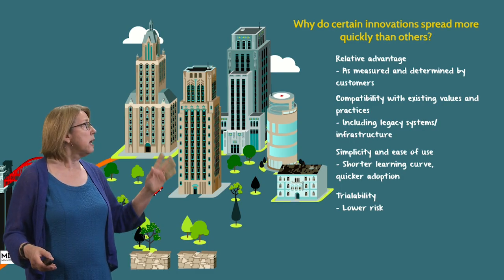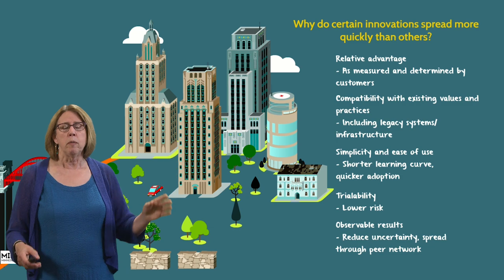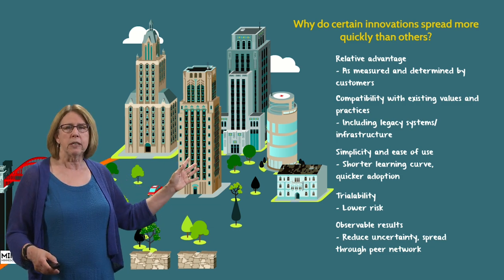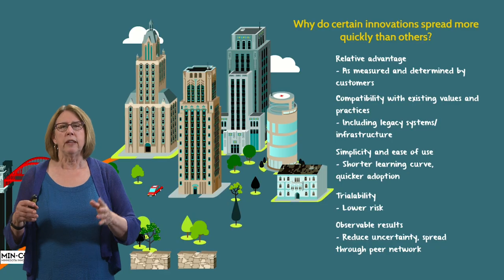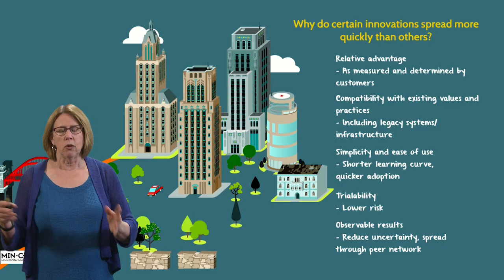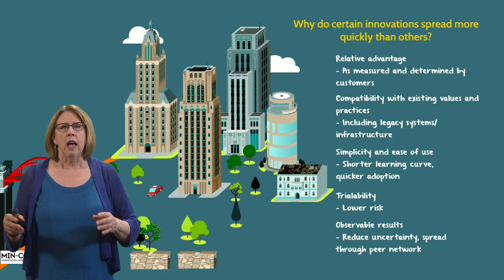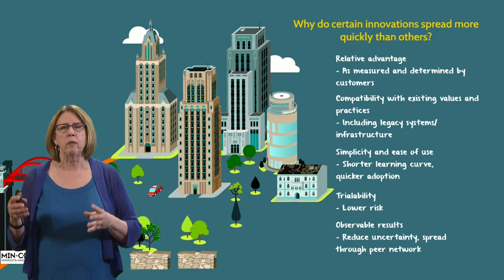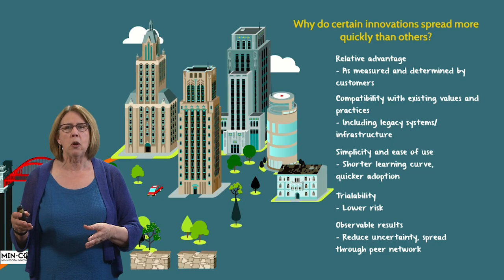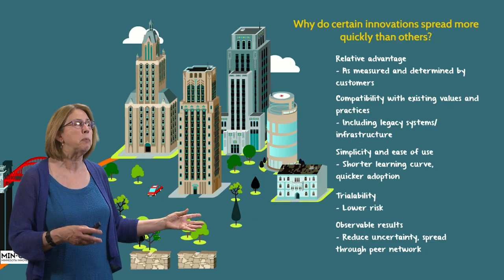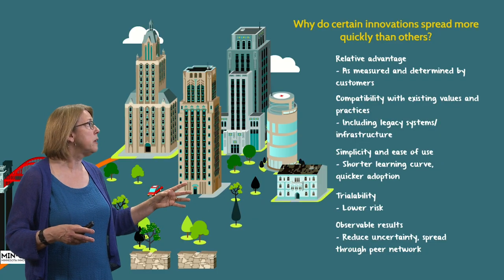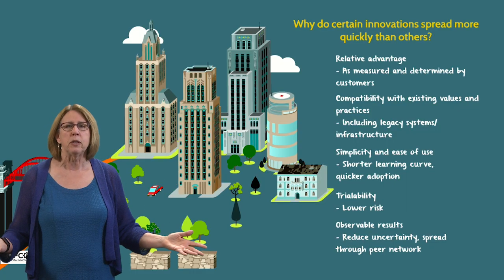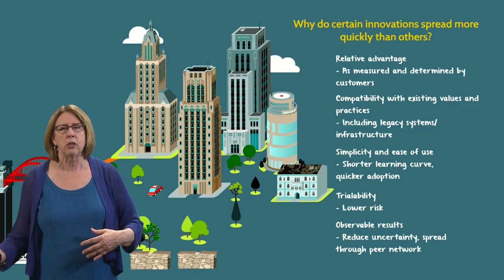And then finally, observable results. Remember that curve from the innovators and early adopters to the early and late majority. Those majority customers are looking for observable results. They want to know what someone else's experience was, which is the importance of a peer network used to reduce uncertainty for the majority users.